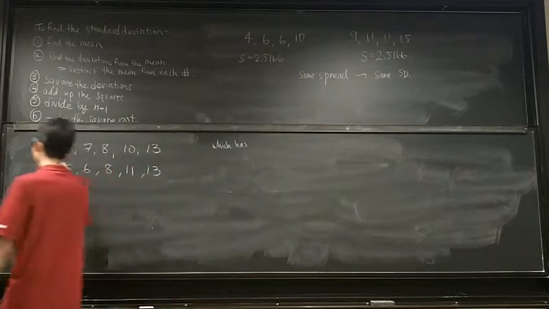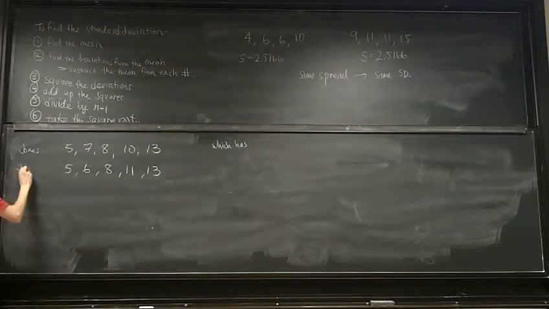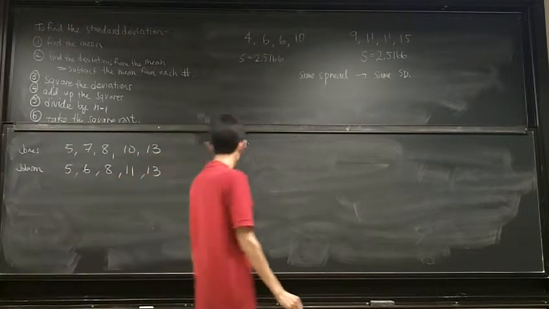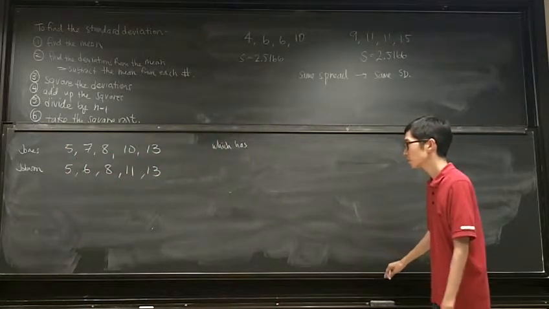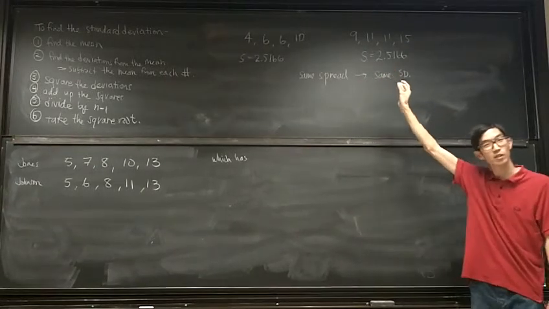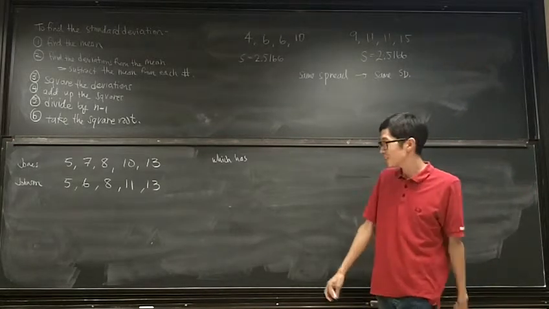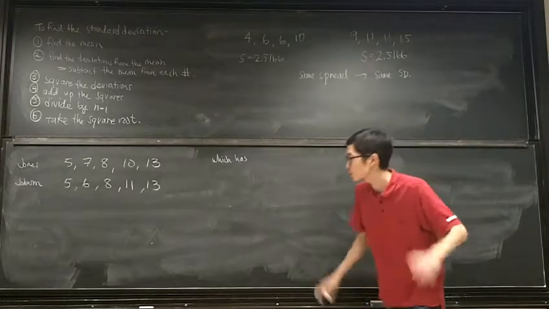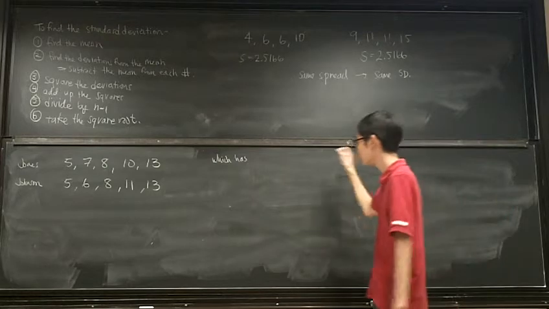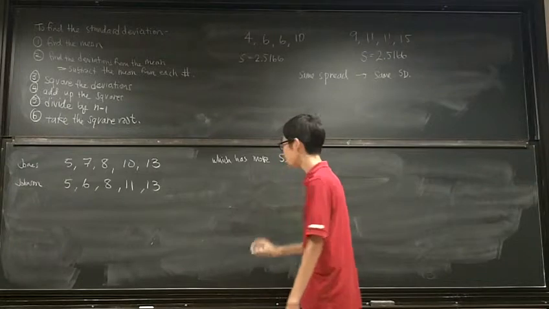So this will be the Jones family, and this will be the Johnson family. Do they have the same standard deviation? So who thinks the Jones have more standard deviation? Who thinks the Johnsons have more standard deviation? Who thinks they have the same standard deviation? Well, you guys are wrong, all right? The Johnsons have more standard deviation. More standard deviation for the Johnsons, okay?